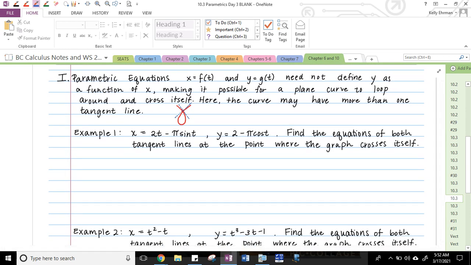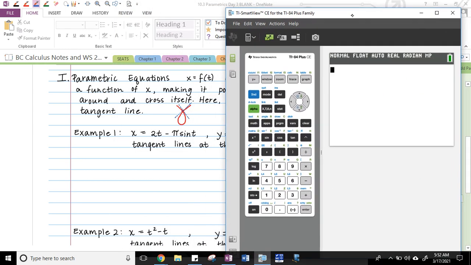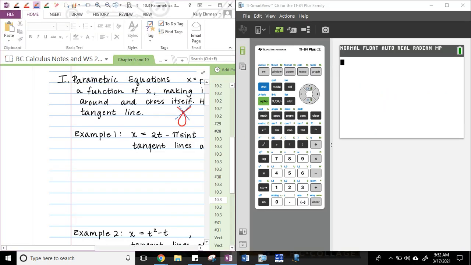In order to see where a graph crosses itself, on the AP test, if you're looking for something like this, they will likely give you the graph, or it would be on a calculator section. So we're going to use our graphing calculators to figure out how to graph these things and how to see where the graph crosses itself. So go ahead and get your graphing calculator out and change it to parametric mode.